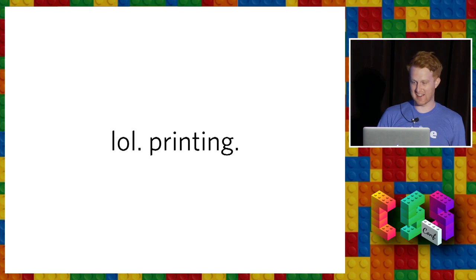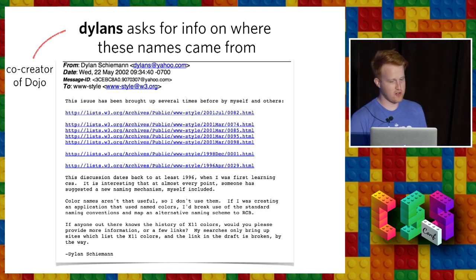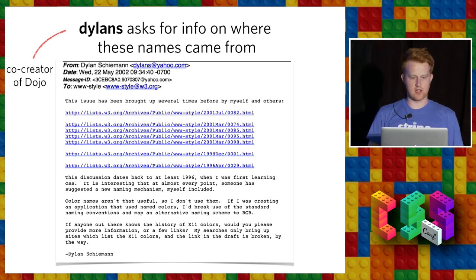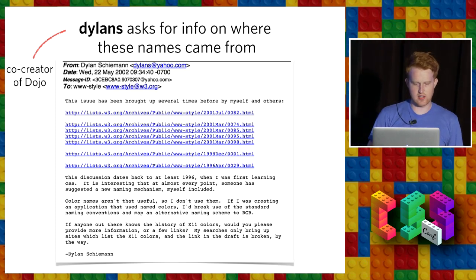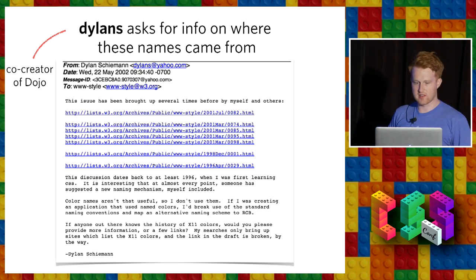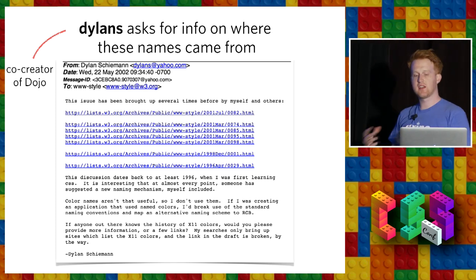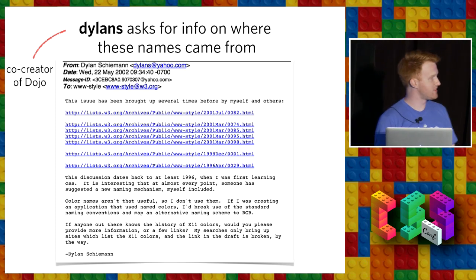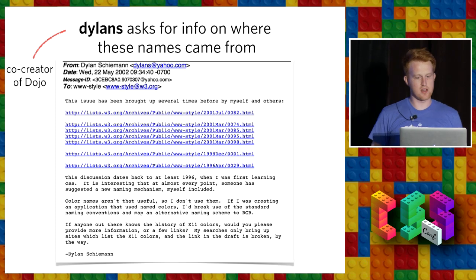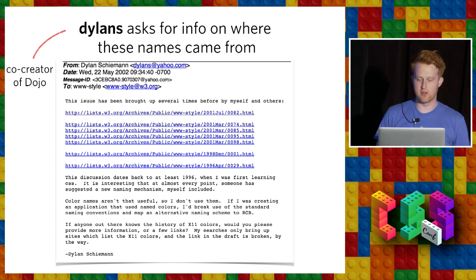I actually laughed out loud when I read that. Dylan Sheeman, the co-creator of Dojo, wrote this nice email when they were getting added to CSS3. He's like, here are all these old posts and archives of everyone disagreeing with this. I can't find anyone who supports them. I don't understand why we do it. I don't even understand why these colors exist and why they're so poorly named. Like, what is this system that we're using?